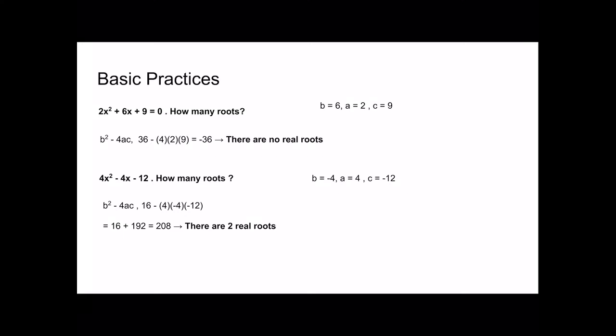So 4 times negative 4 is negative 16. Negative 16 times negative 12, negative times a negative is a positive, so that's 192. And it's actually 16 minus 192, so that's actually less than 0. So this is wrong. This is actually supposed to say there are no real roots.